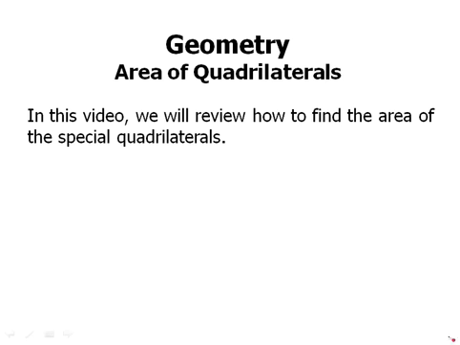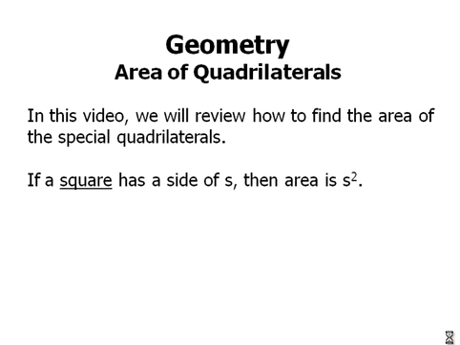Now we can talk about areas of quadrilaterals. In this video we'll review how to find the area of the special quadrilaterals. So first of all, the most special quadrilateral is a square. If a square has the side of s, then the area is simply s squared.